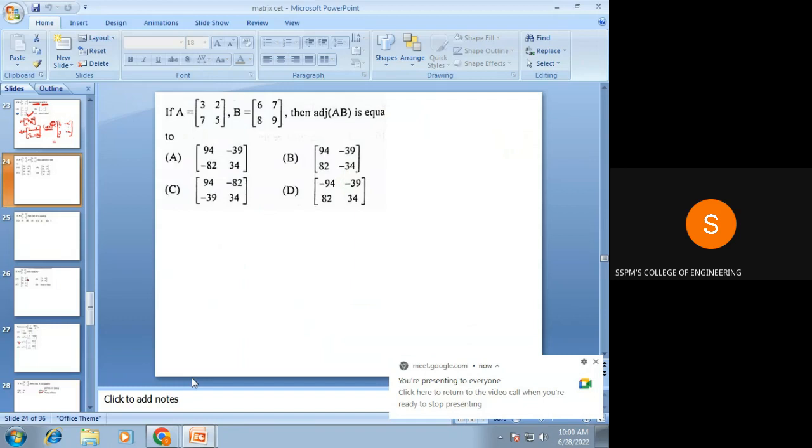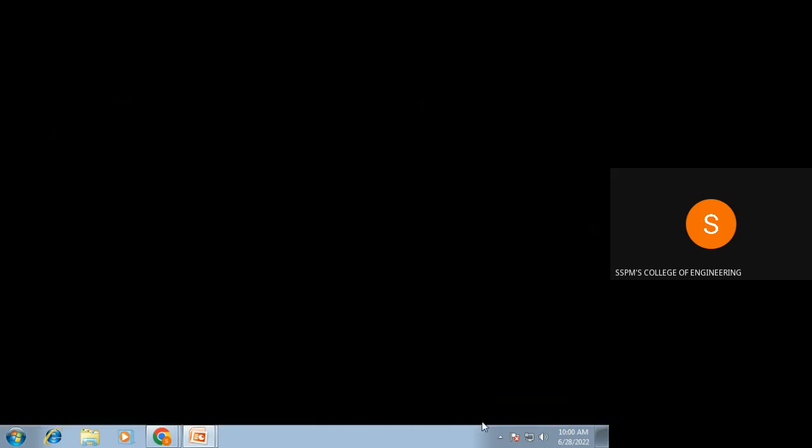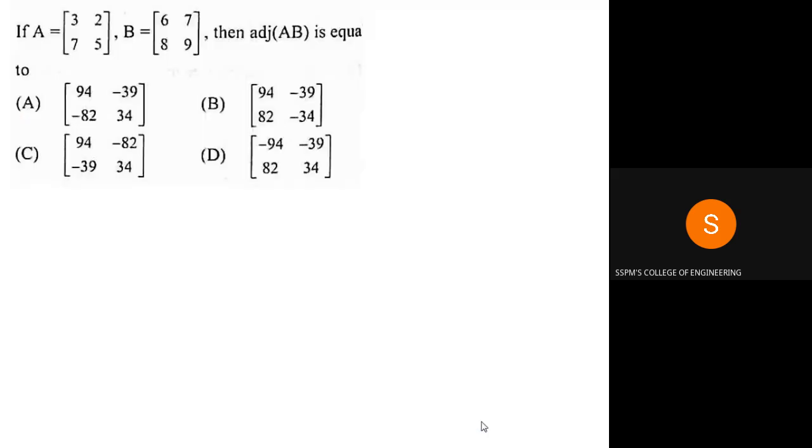Okay. Good morning, students. Now we will start with the remaining examples from our last lecture, okay? So, the first example today. We are given here matrix A, a 2x2 matrix, and a matrix B.